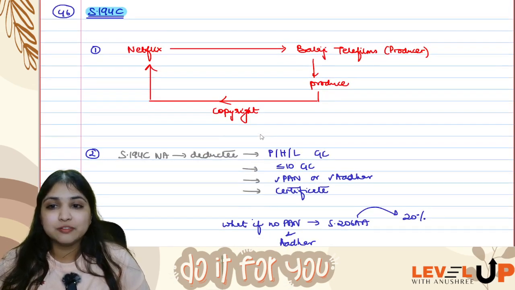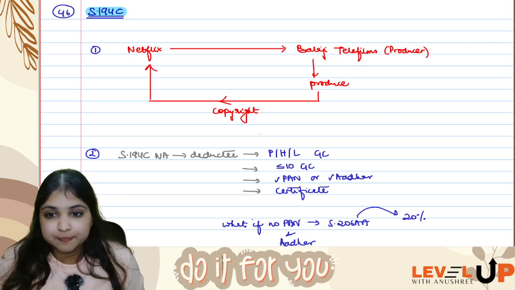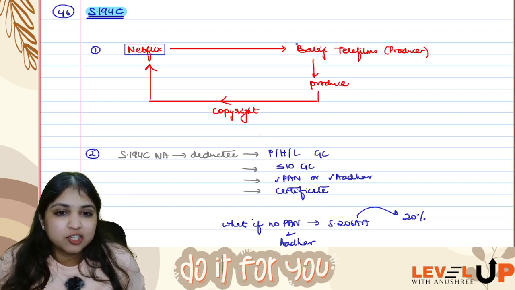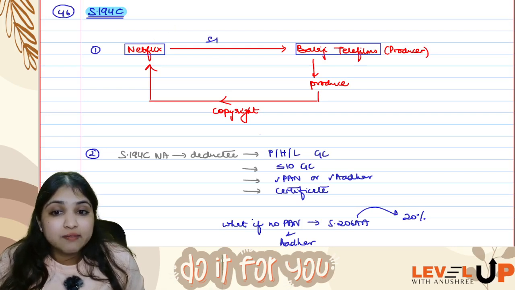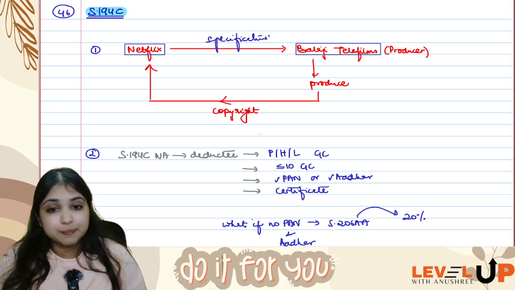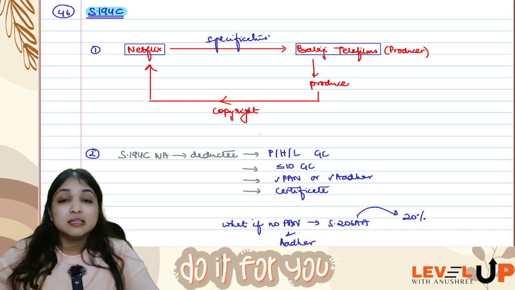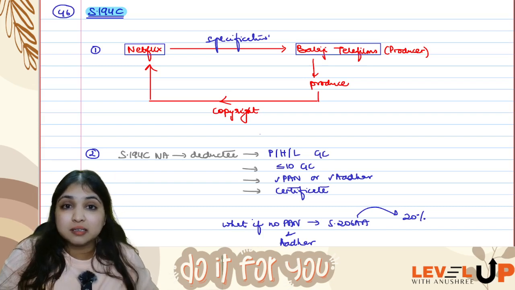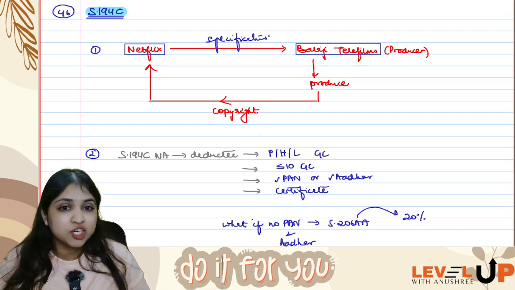Then coming to 194C, I am just discussing 2 important points from 194C. Let's say there are 2 people over here. We have Netflix on one side and we have Balaji Telefilms on another side, which is a producer. Now Netflix is giving all specifications to Balaji Telefilms on how the movie should be. The movie should be shot in this place. This should be the story of the movie. This is the script of the movie. These are the actors, these are the actresses. The whole specifications are given by Netflix to Balaji Telefilms.